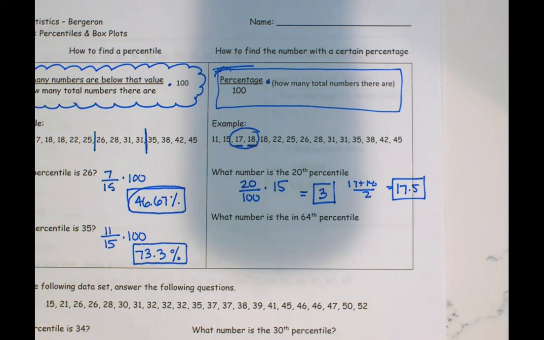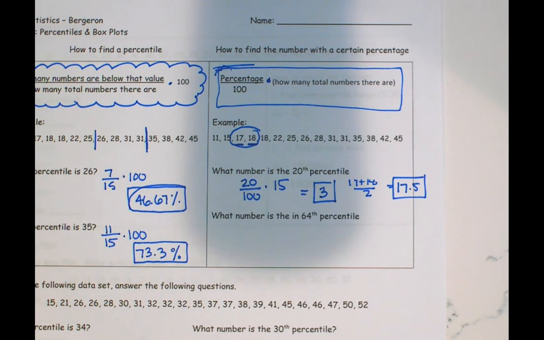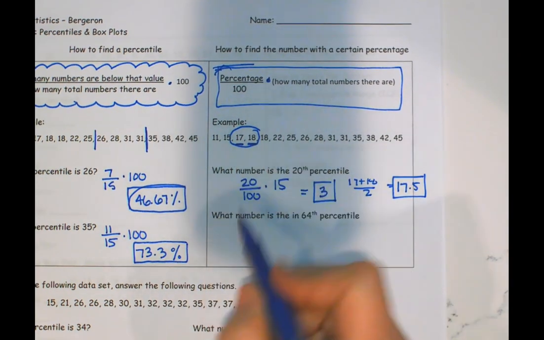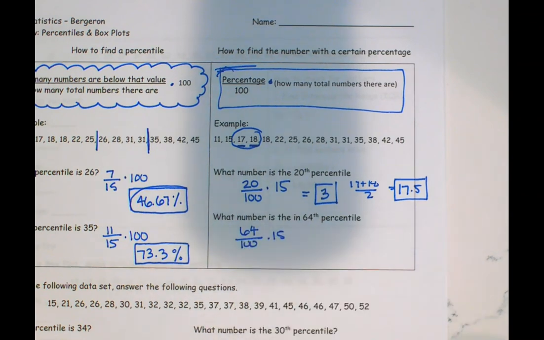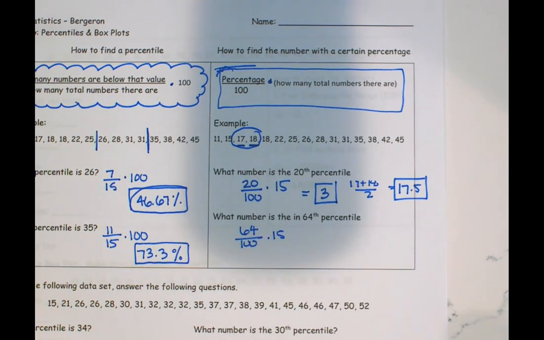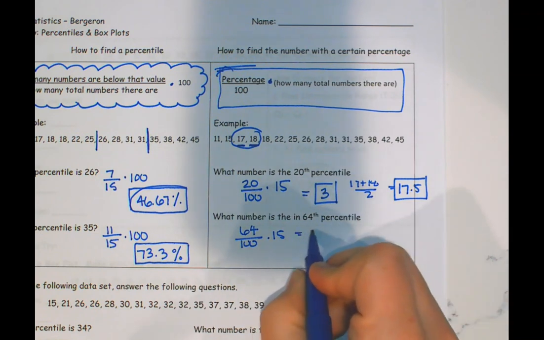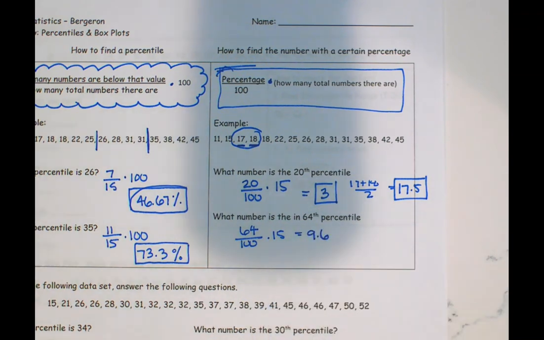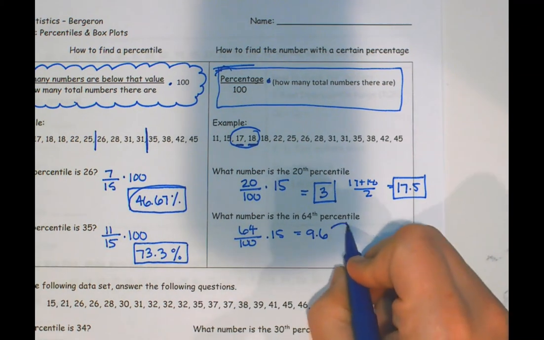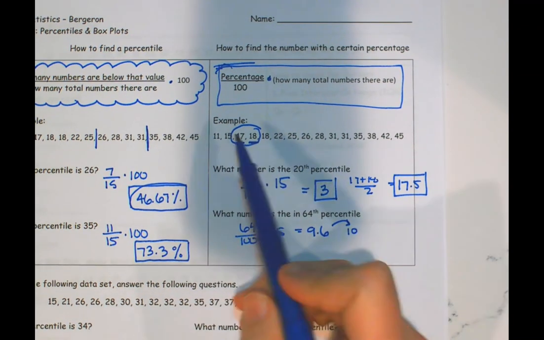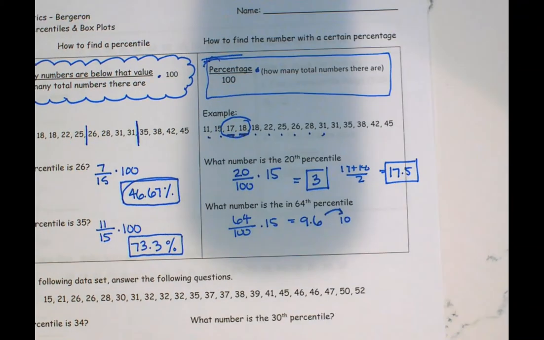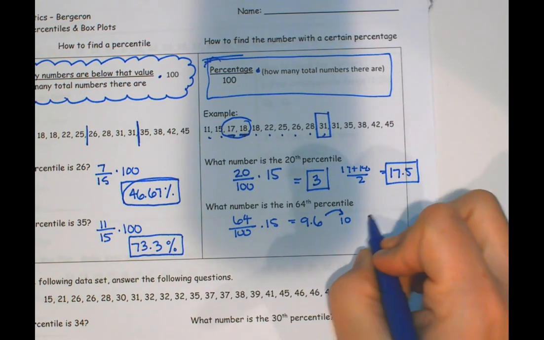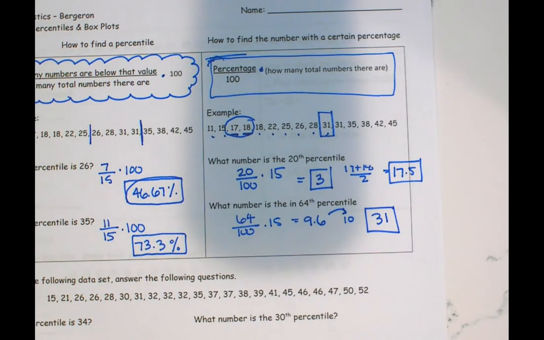Okay, so then if we look at our next one, what number is in the 64th percentile? We use our same equation, 64 divided by 100 times 15. And I get 9.6. Now remember, when we get a decimal, we're going to round it up to 10 and just find that location. So 1, 2, 3, 4, 5, 6, 7, 8, 9, 10. So 31 would be the correct spot here. So a score of 31 would put me in the 64th percentile.